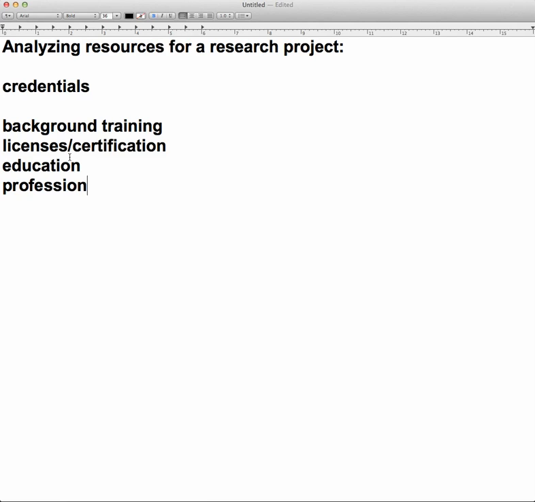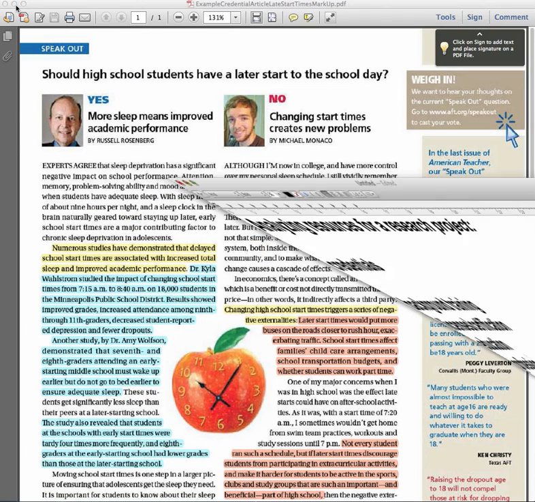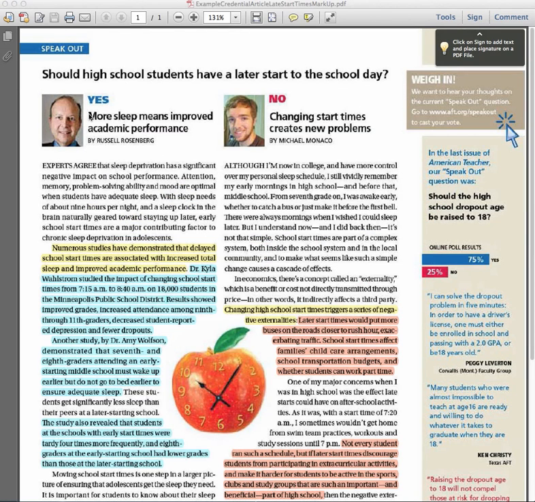So I'm going to show you an article that I found, and this one's set up nicely because right in the article they show you two different points of view. So the question once again is, should high school students have a later start to the school day? Then they present points of view from both sides of the issue. So you have someone who's on the pro side that says, yes, students should have a later start to the school day. And you have someone on the con side who's saying, no, that they should not start later in the school day. You should not change the current start times.